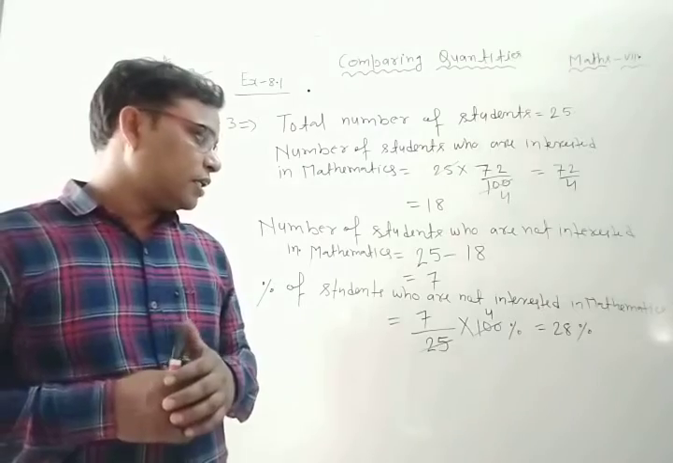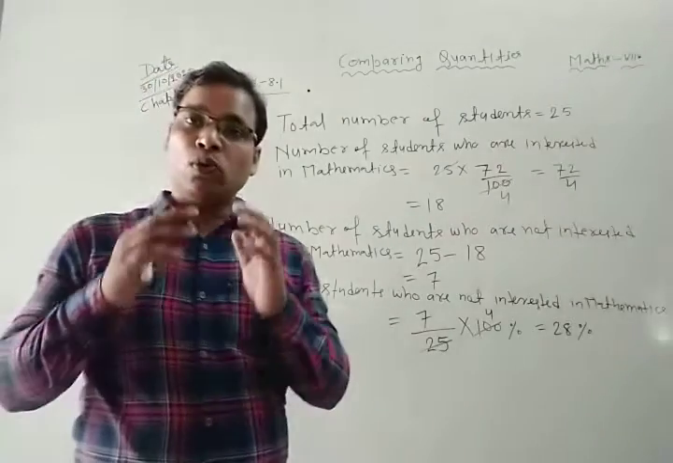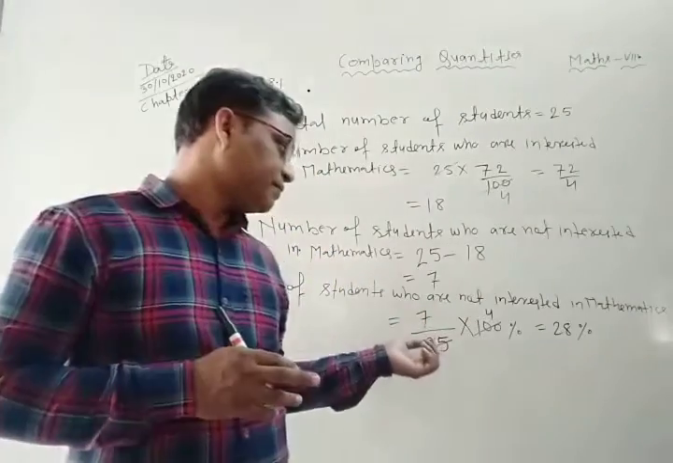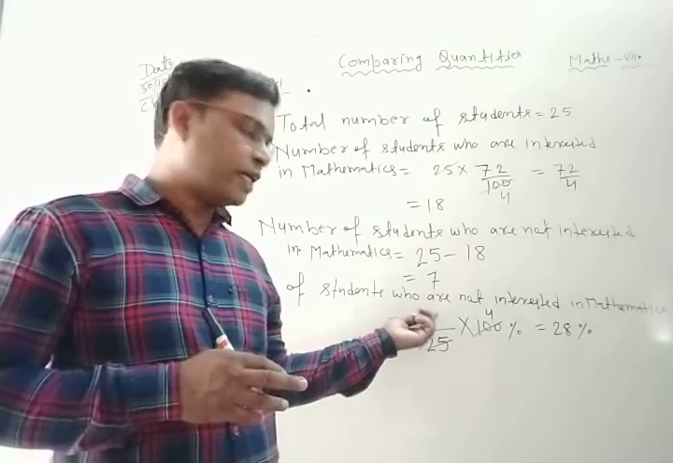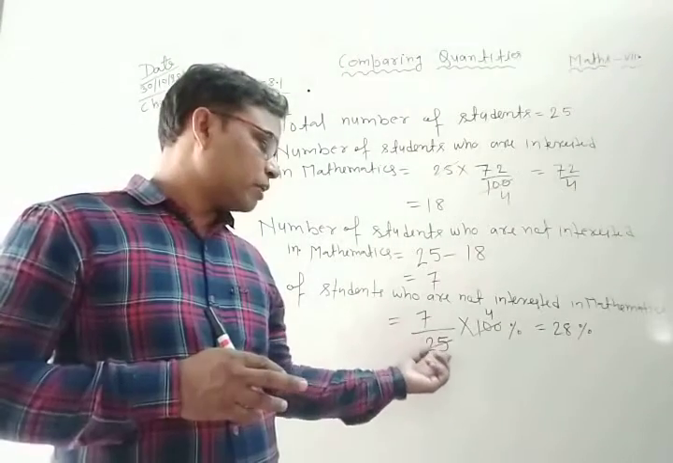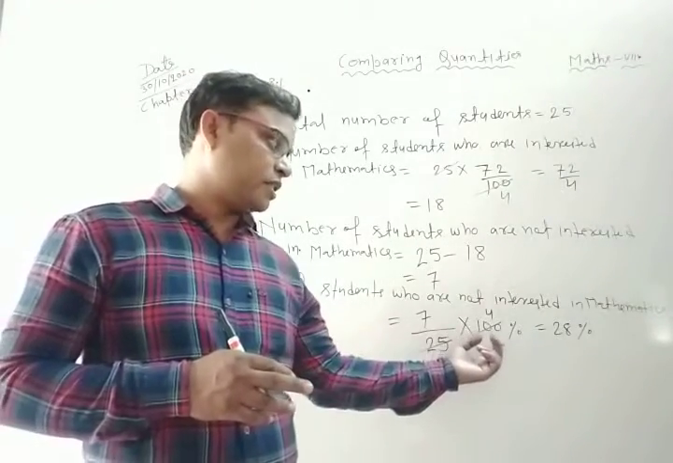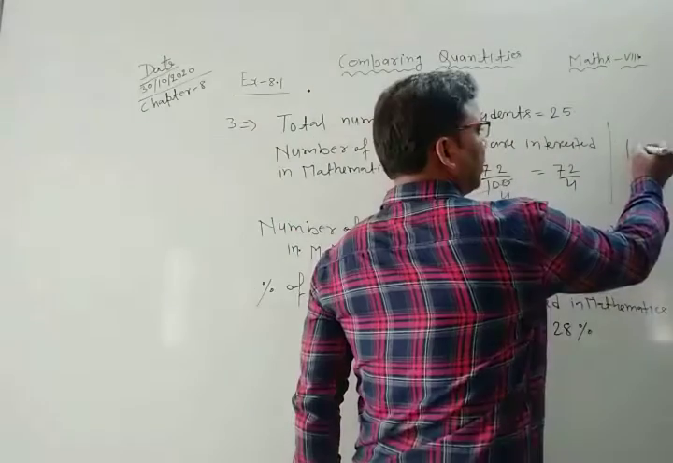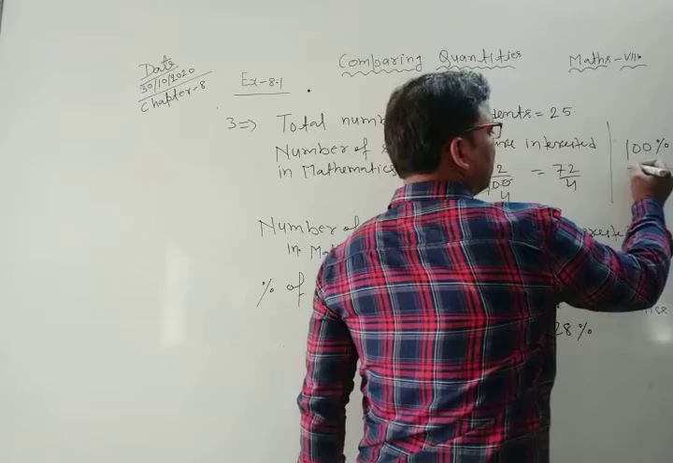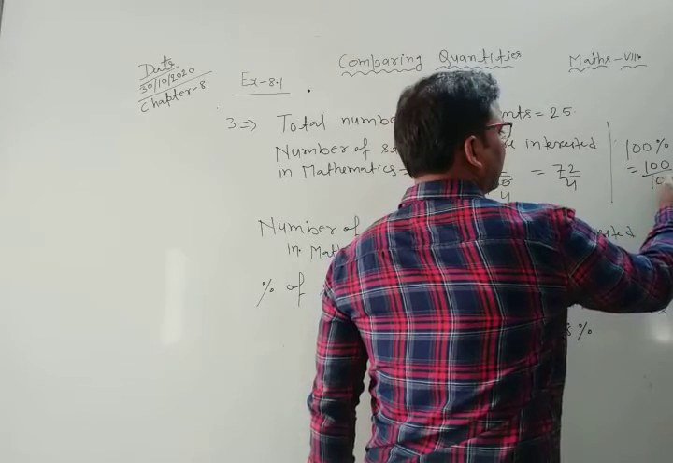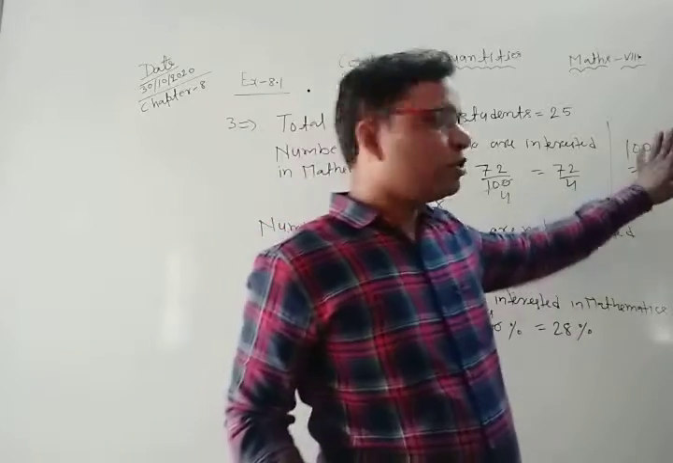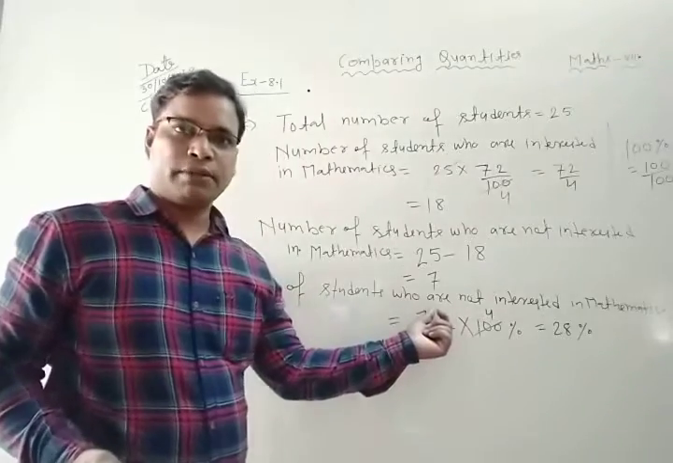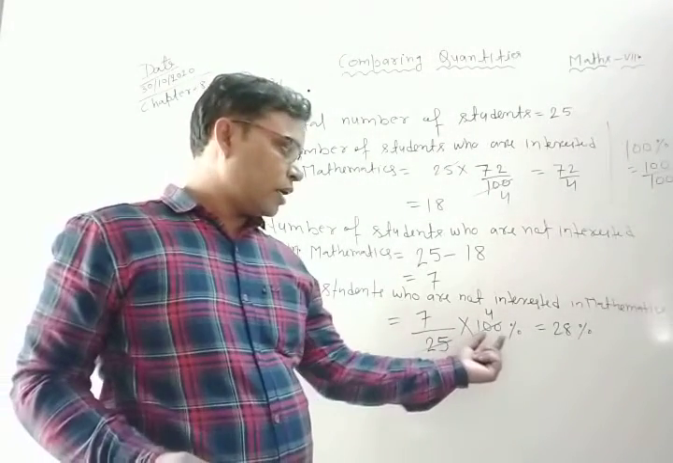If you need to find the percentage of students who are not interested in mathematics, how can you find it? You can find it by the number of students who are not interested, 7 students, over the total number of students, 25, into 100%. Okay, 100% means what? 100% means 100 by 100, nothing more, and this is 1. This value is 1. Clear? So 7 by 25 into 100%.